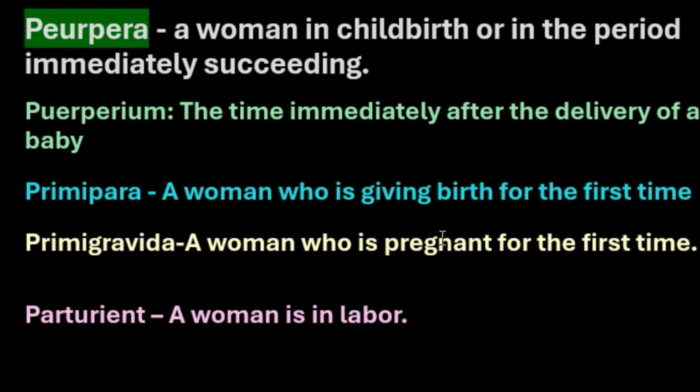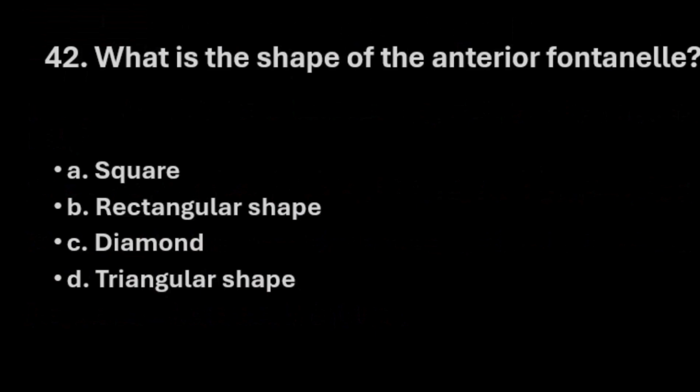Primipara is a woman who is giving birth for the first time, and primigravida is a woman who is pregnant for the first time. So, para is for birth and gravida is for pregnancy. Parturient is a woman who is in labor. So, these all are the terminologies related to labor and pregnancy.